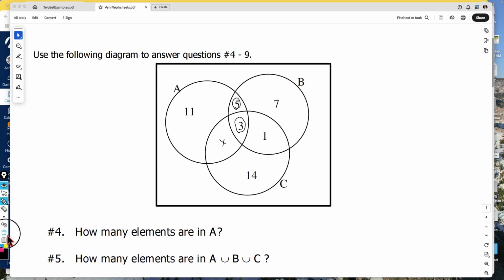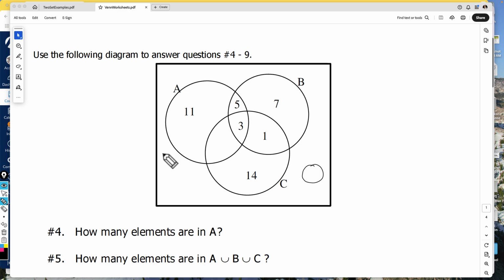I'll clear this stuff out. And there are 14 things that are only in C, but not in B or A. Now, there's nothing out here, but if there was, what would this number represent? It's outside, it's not part of any of them. Yeah, it's not in A, B, or C, but it's in the universe. And in this case, since there's nothing, it's a big 0. There's nothing that isn't in one of these.